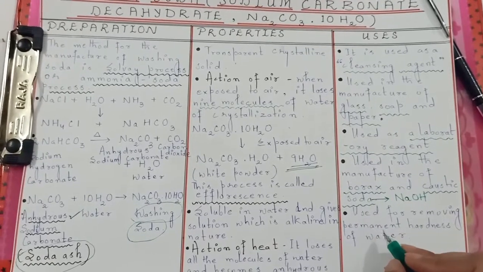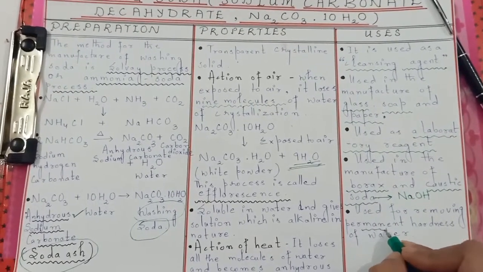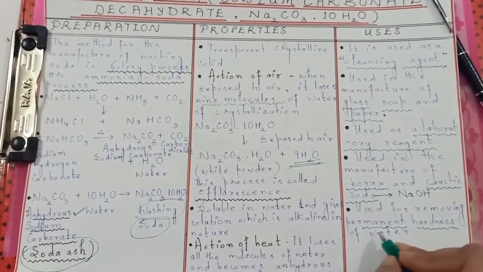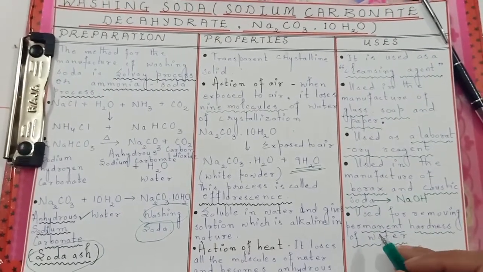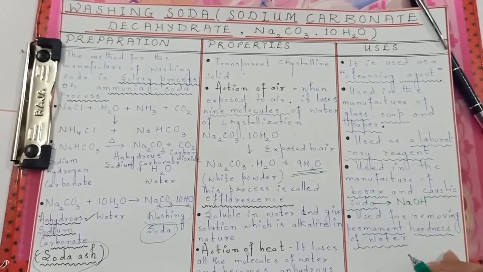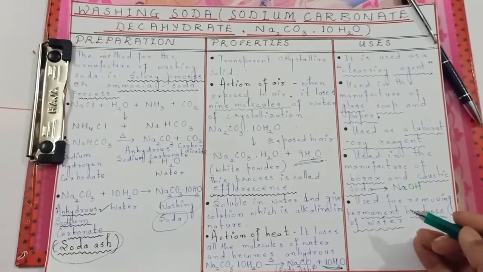Now next, it is used for removing permanent hardness of water. Now permanent hardness of water is because of the presence of calcium and magnesium salts in water. So that permanently hard water is treated with sodium carbonate to remove its hardness. Okay, that's all about this compound, sodium carbonate decahydrate.